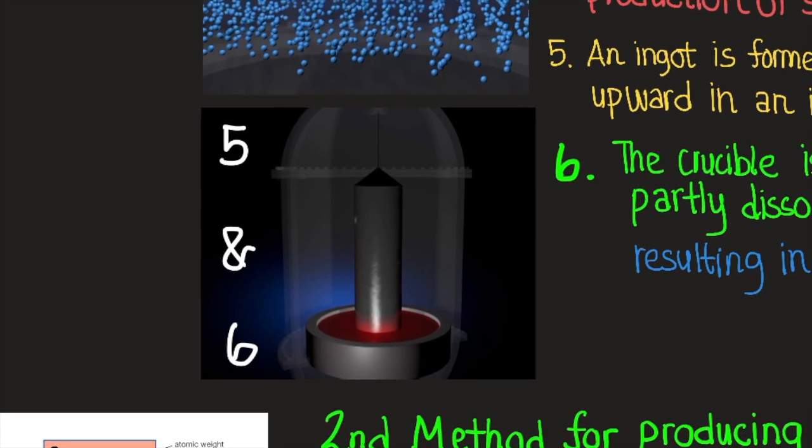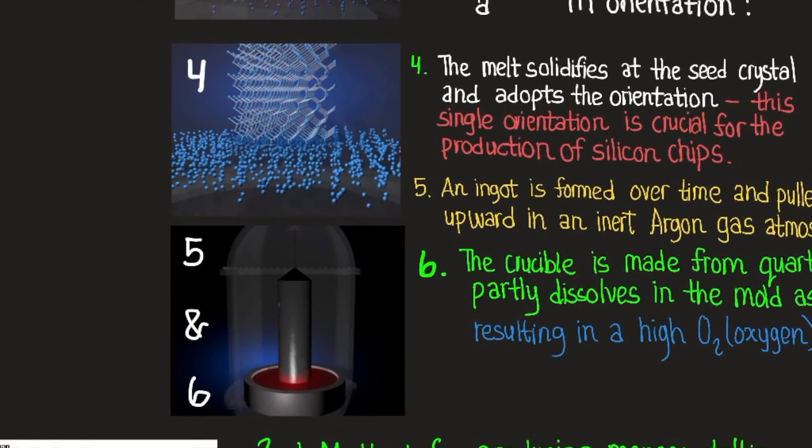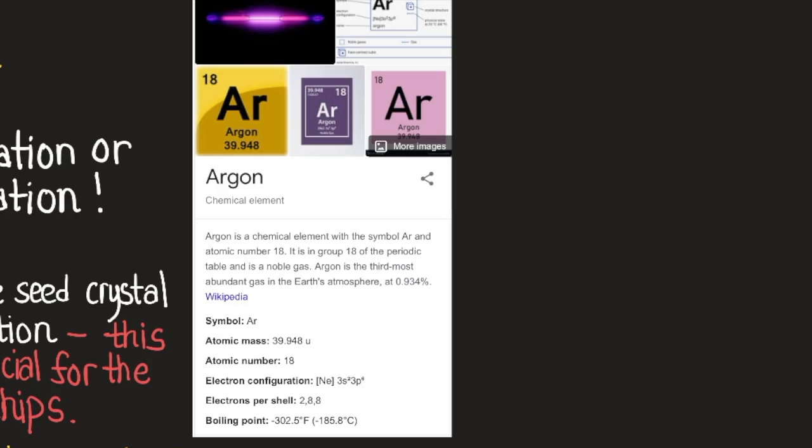This is step 5 and 6. Here we have the crystal that was being extracted thanks to the orientation that was pre-selected. So usually the silicon is encapsulated with a noble gas such as argon. If you're interested in watching the video for argon, the link is in the description below.